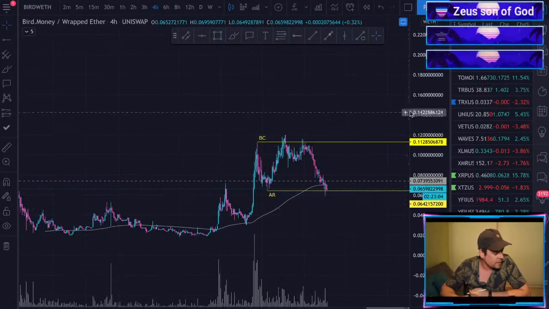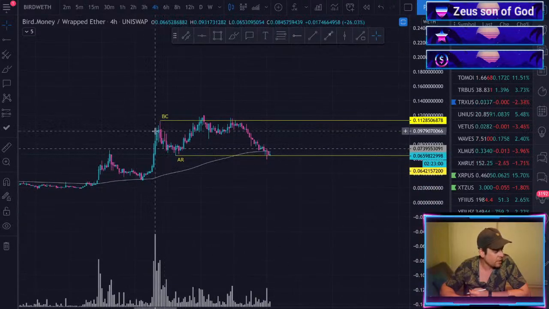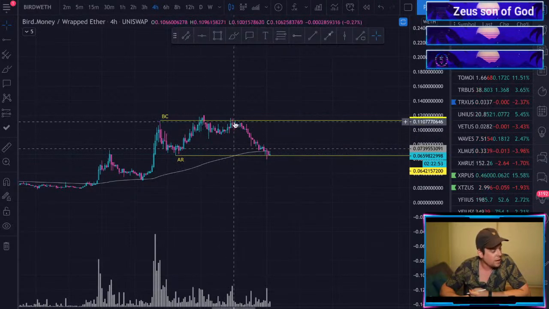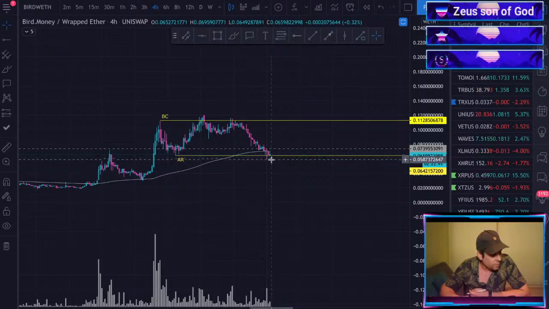I think we're still holding the bottom of the range. We came up here to our buyer's climax, down to our automatic reaction. We bounced off of that. We got our secondary test. We tried to break through this level again, and we were unable to do so. So we came back down to the bottom of the range. Nothing here is out of the realm of normal.